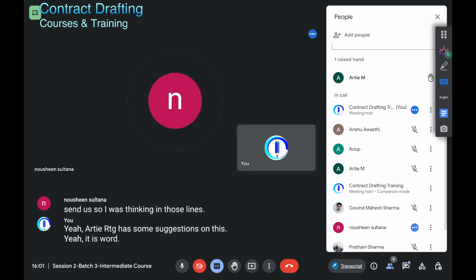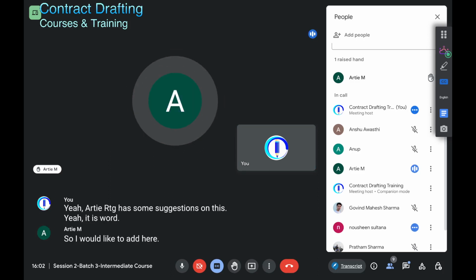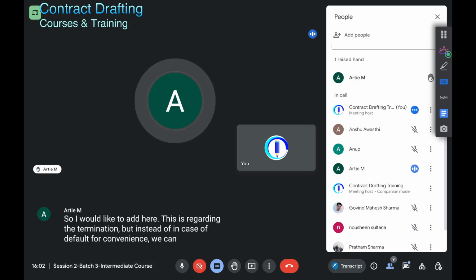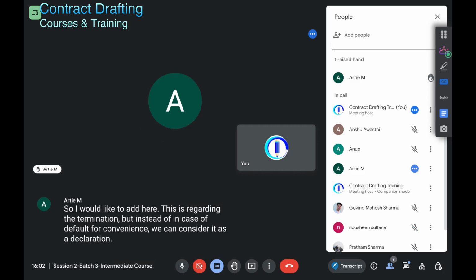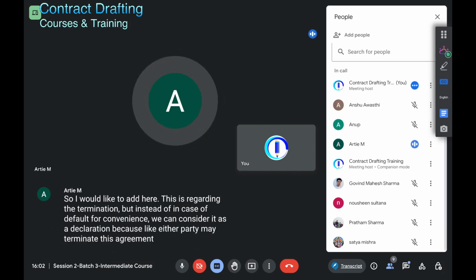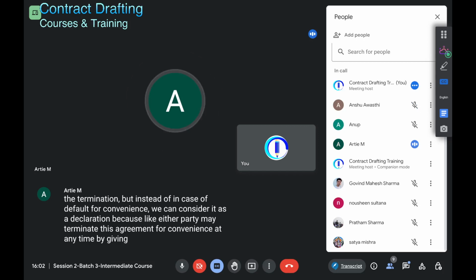Yeah, so I would like to add here, this is regarding termination, but instead of in case of default, for convenience, we can consider it as discretionary, because either party may terminate this agreement for convenience at any time by giving 15 days, 30 days, or 10 days notice. Yeah, that's right. Thank you so much.